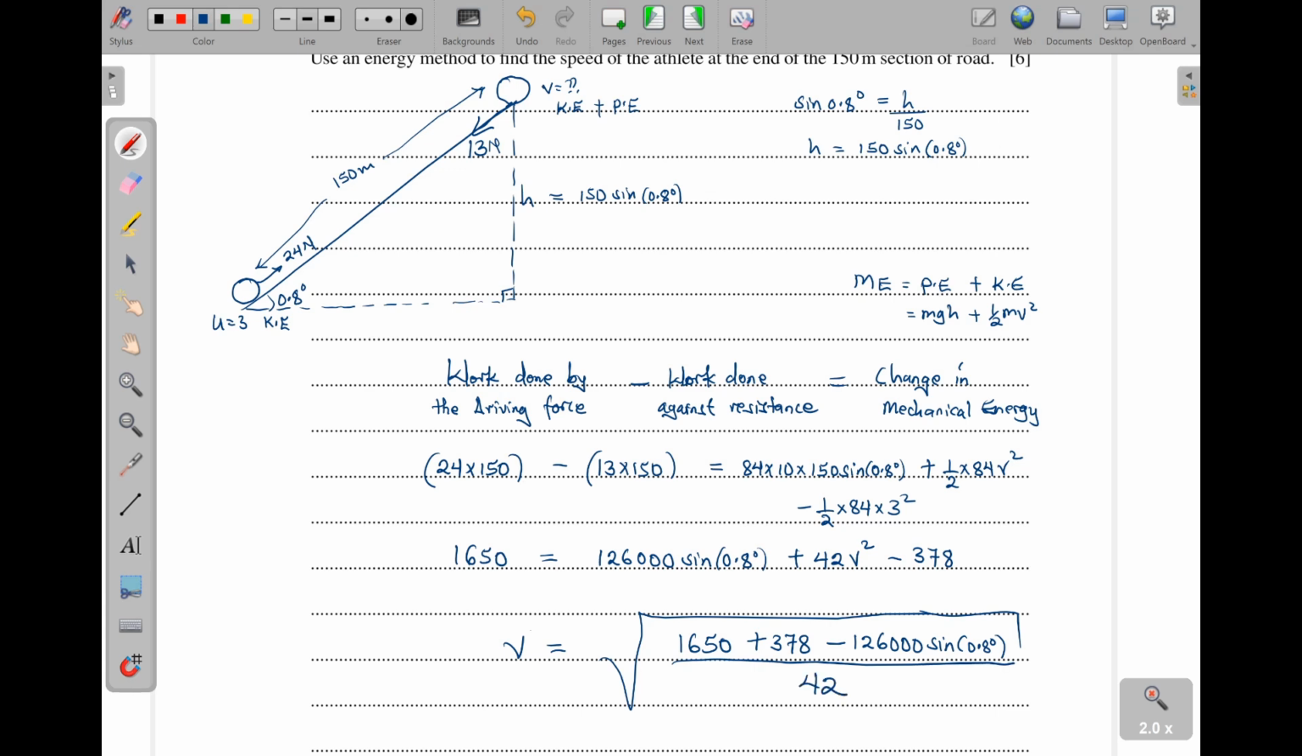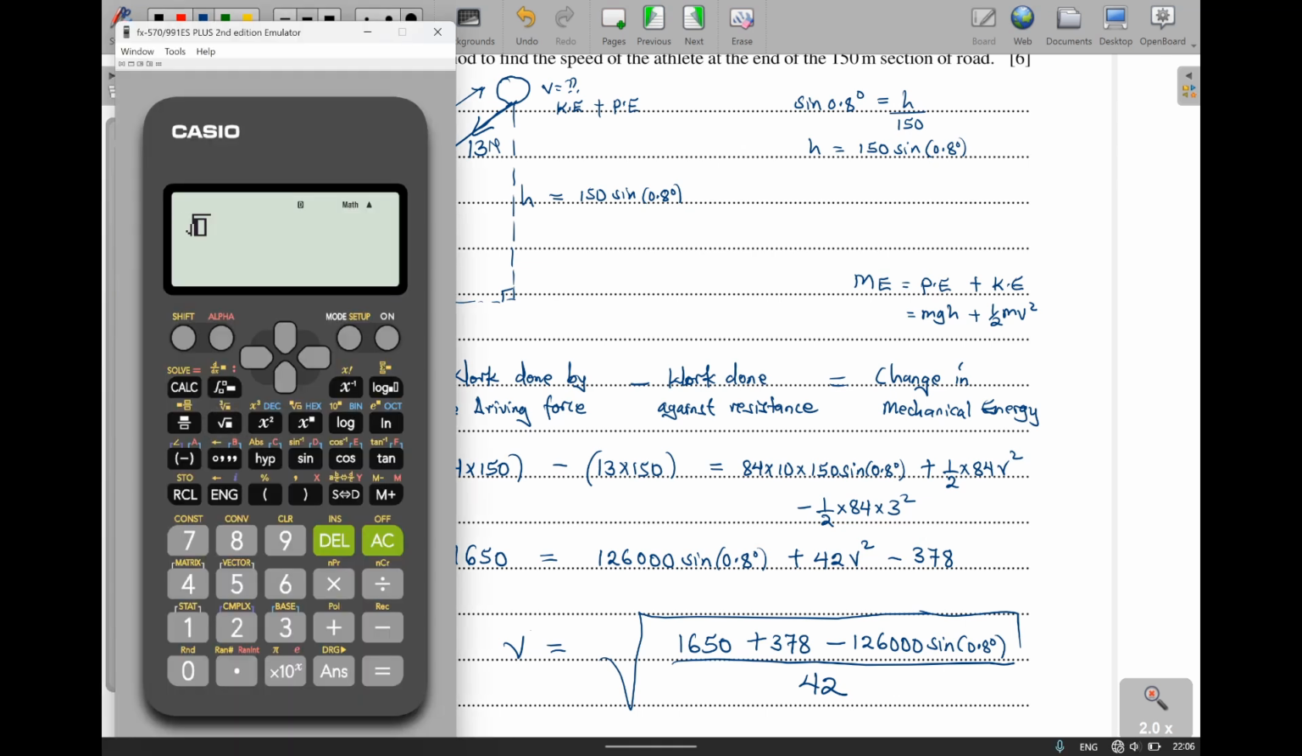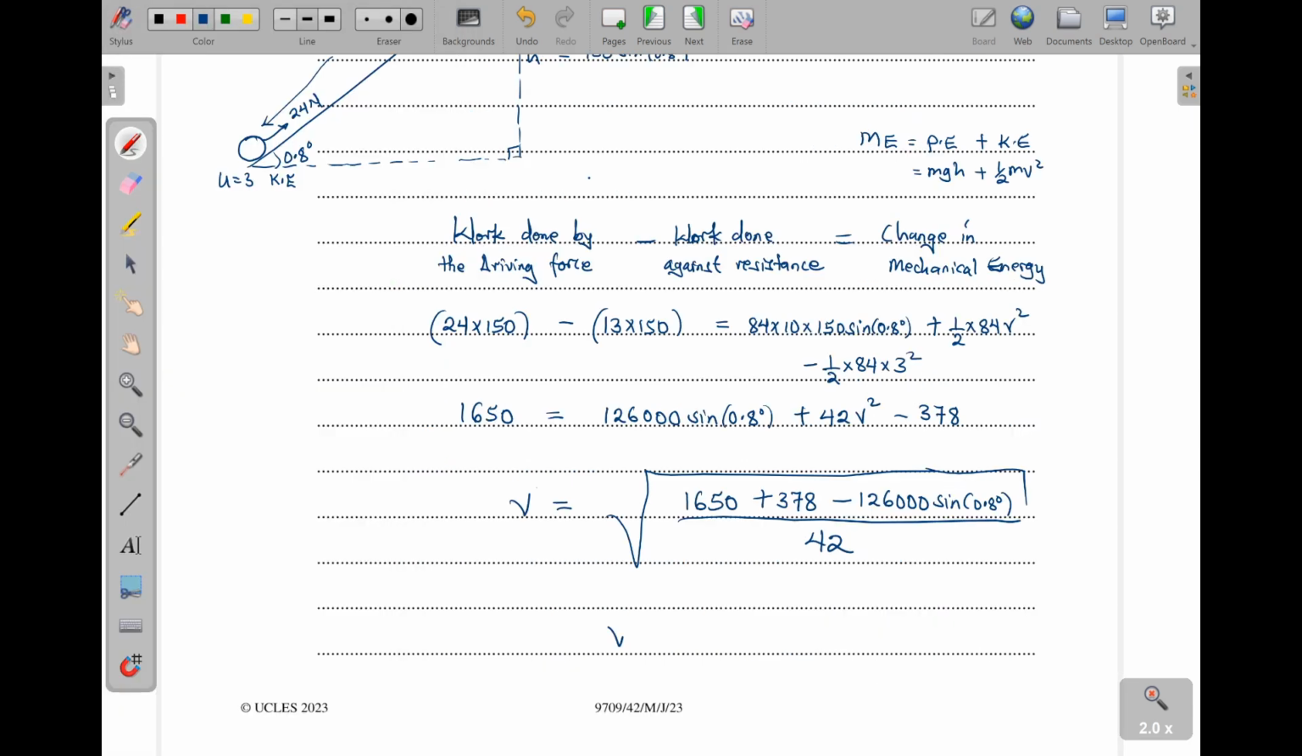So putting everything in the calculator, what do we get? Square root of 1650 plus 378 minus 126000 sine of 0.8, then divided by 42. You have to check the mode of your calculator before you use any trigonometric expression. Mine is in degrees already. And this will give us 2.53 to 3 significant figures. Velocity is equal to 2.53 meters per second to 3 significant figures.